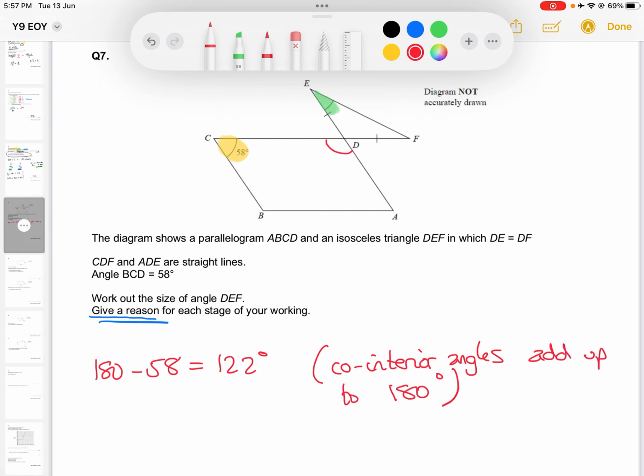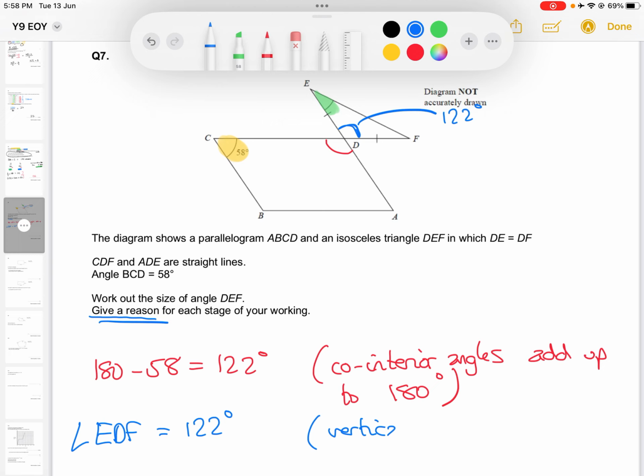You've got the option of extending these lines and doing something involving alternate and corresponding angles and angles in a straight line. There's more than one way of doing it, but if you want it in one step, co-interior angles add up to 180. That gets you this angle here. The next step comes with getting this angle here, EDF, which equals 122. So we could write here angle EDF equals 122, or we could just write 122 in the diagram. That's also fine, but you've got to give a reason for that.